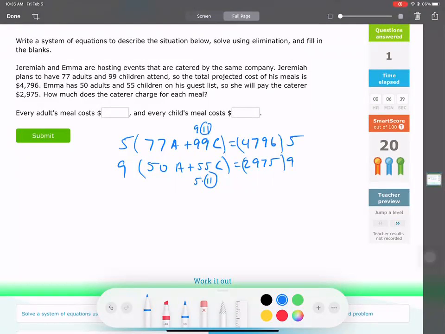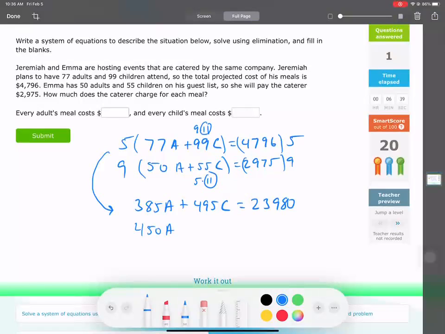But here we go. 55 times 7 is 385. So I'm going to rewrite these numbers over here. 385A plus 99 times 5 is 495C is equal to 5 times 4,796. This is a huge number, but I'm using a calculator, so it helps me a lot. I'm going to multiply the next number by 9. 50 times 9 is 450A plus.